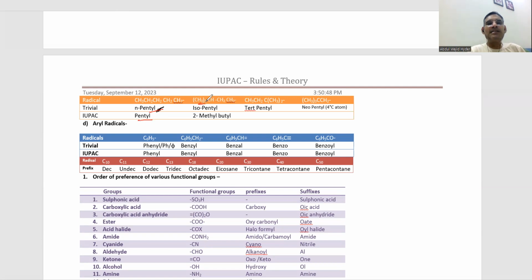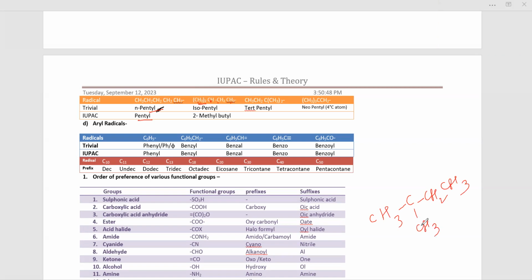Now see, one branch is there in the main carbon chain. 1, 2, 3, 4 carbon atoms are there, and one CH3 is there, like this: CH3, C, CH2, CH3. One CH3 is written here. So then it won't be normal pentyl. It will be isopentyl. Are you getting my point? Isopentyl. Common name, trivial name is isopentyl.